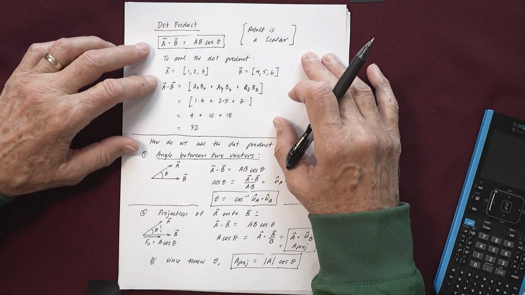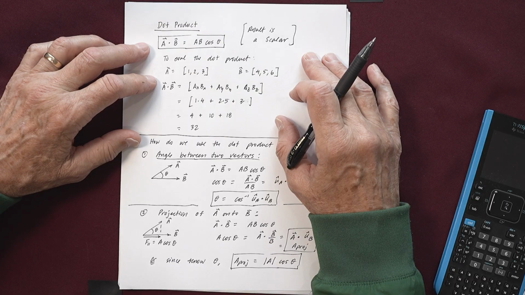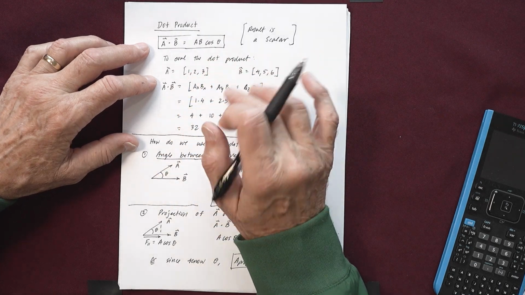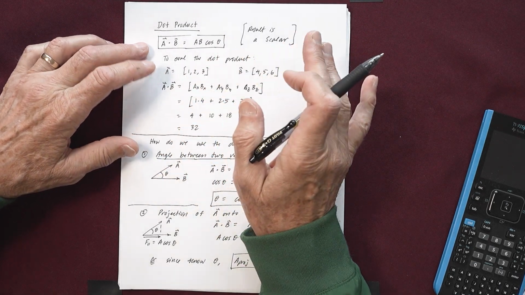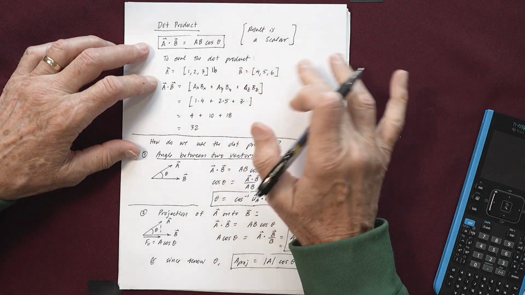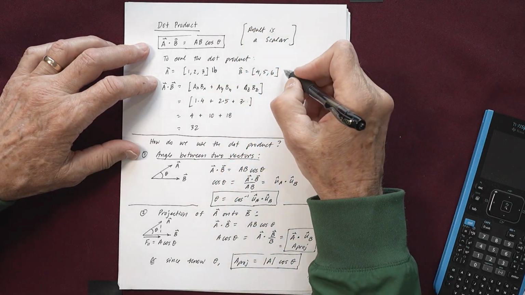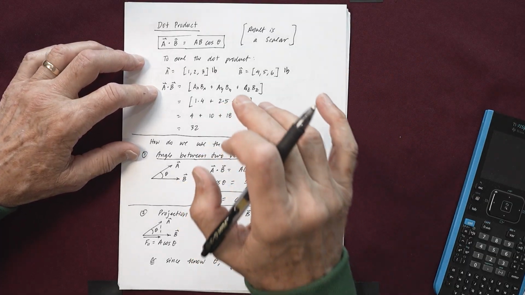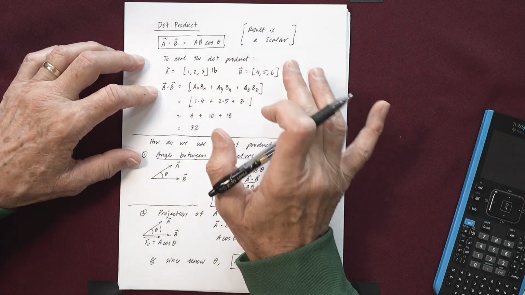So the dot product is one way of multiplying two vectors. If you have a vector A, which we'll just say is equal to 1, 2, 3, in pounds, and we have a B vector, which is 4, 5, 6, also in pounds, and if I tell you, let's dot A, dot B.